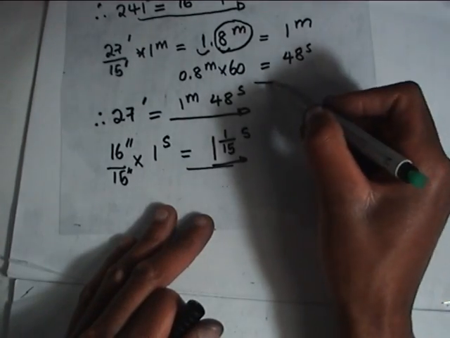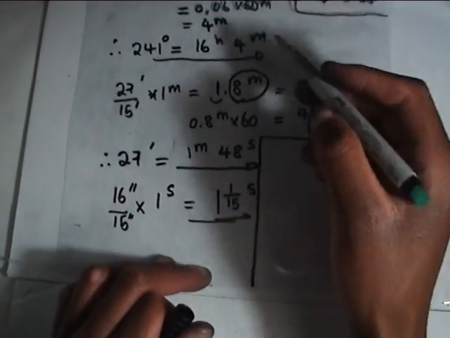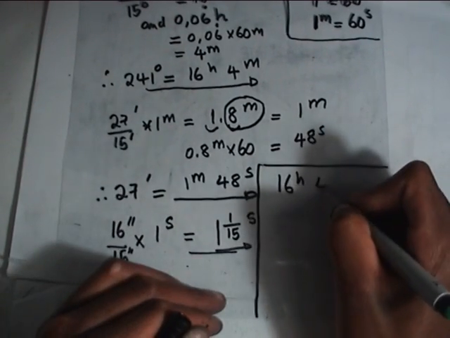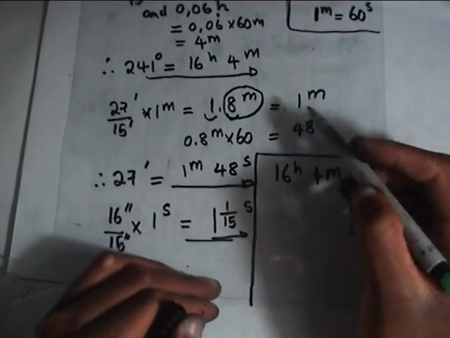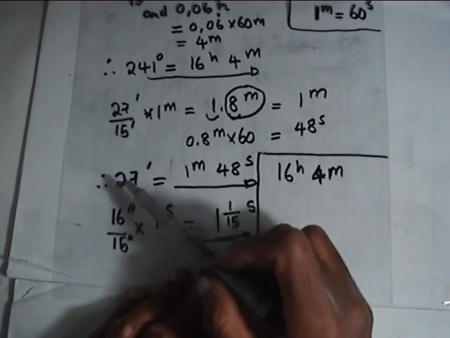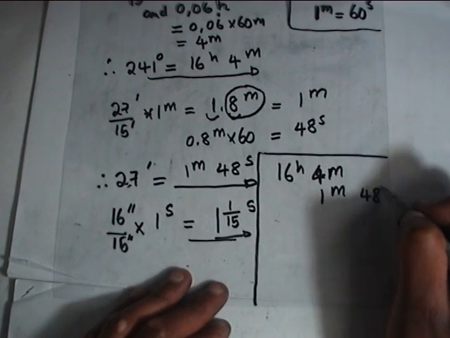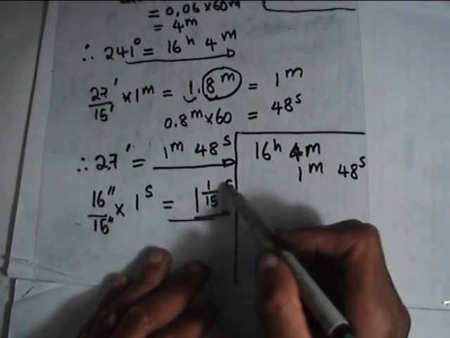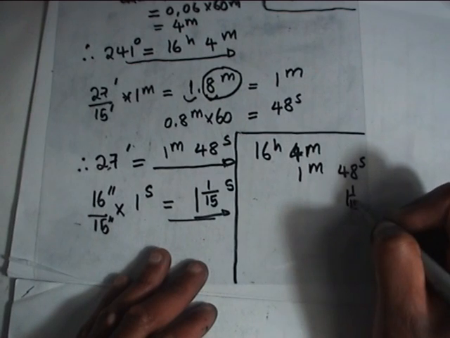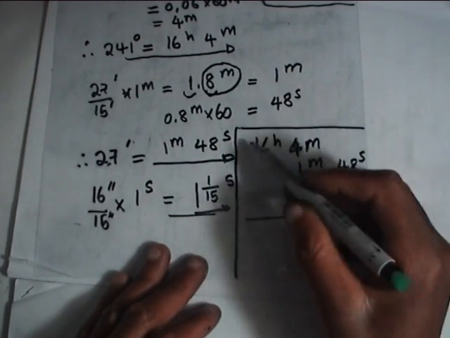So our answer for this part, I'm sorry I'm not writing on this edge, but I hope you see. Our total answer is going to be 16 hours 4 minutes that are representing the 241 degrees. And then for the 27 arc minutes, we have 1 minute 48 seconds. And then for the last part, the 16 arc seconds, we have 1 over 15 seconds. So it's just a matter of adding them up in order like that.